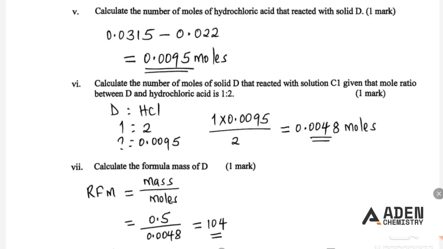Then Roman 7, lastly we are told calculate the formula mass of D. So tomorrow we can be told calculate the RAM of element or metal D. If we are told like that, first of all we have to get the formula mass. Then after that we can calculate the relative atomic mass of an element. So RFM or formula mass is given by the mass divided by number of moles. So the mass given was 0.5 divided by the number of moles, which was 0.0048. When we put this in the calculator, we are going to get 104 point something. So this is relative formula mass. We are going to put it in whole number, so it will be 104.